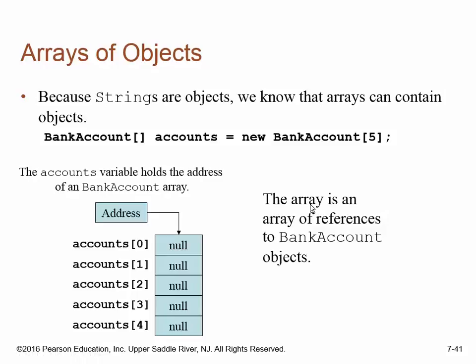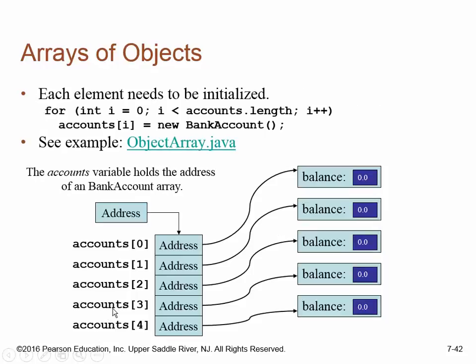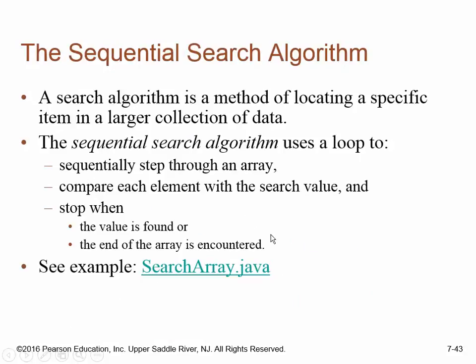Here they're saying, let's create some bank accounts. So this assumes we've already created a bank account class, and now we're going to create an array of five bank accounts: accounts sub zero, accounts sub one, accounts sub two, accounts sub three, and accounts sub four. And each one of those, as it says, needs to be initialized. So we can do this. This is going to call the constructor for each one of these. So in this case, we're assuming that it's going to set our initial balance to zero.